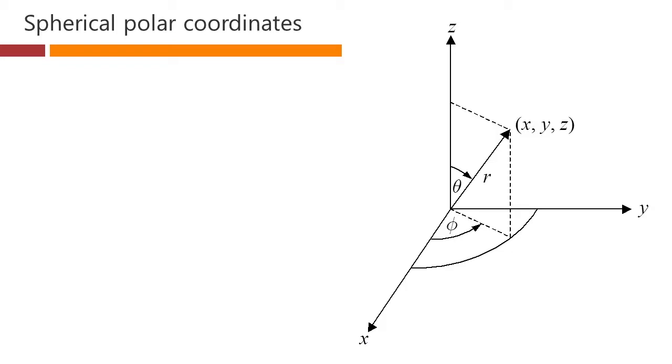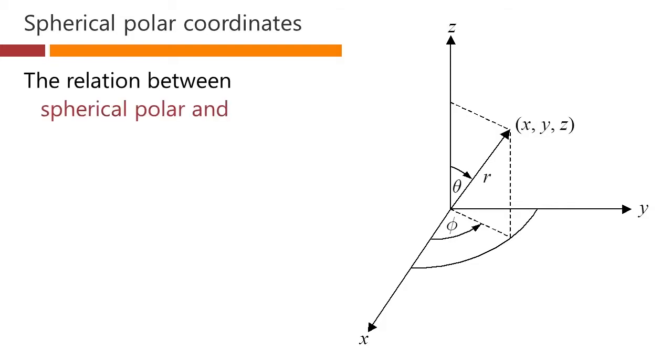We have x, y, and z directions, of course, as usual. And the spherical polar coordinates have two angles in them, phi and theta, and the distance from the origin to some point of interest here. So the relation between the spherical polar coordinates in terms of r, theta, and phi, and the Cartesian coordinates in terms of x, y, and z, is something that we can work out.